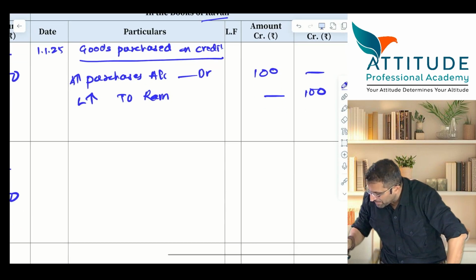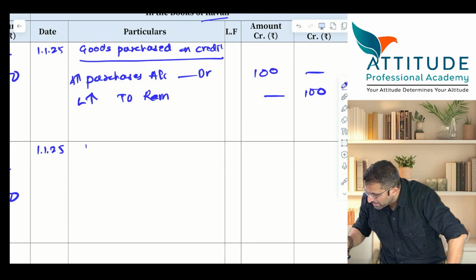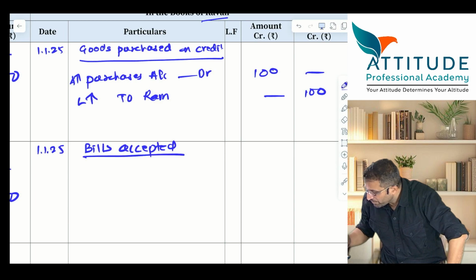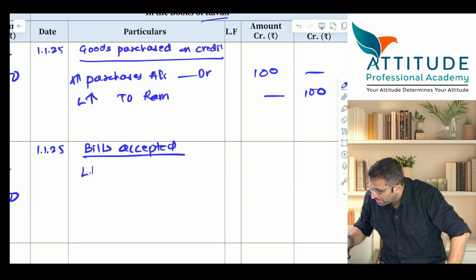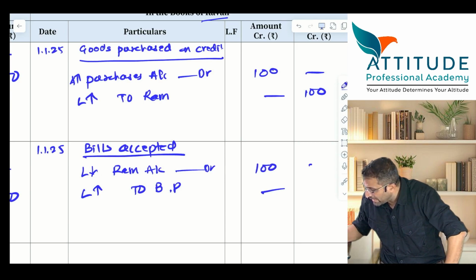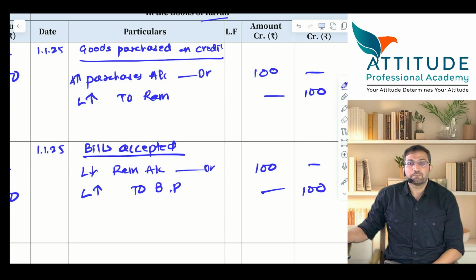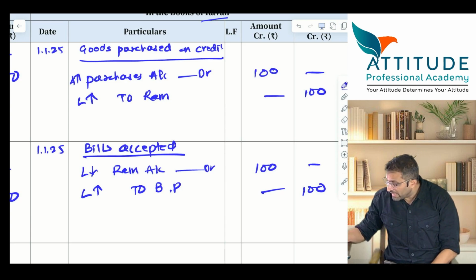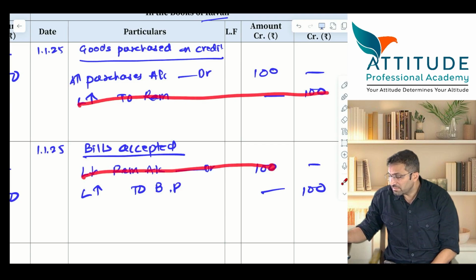Now tell me, you draw the bill, I accept it and give it back to you. Tell me, bills accepted. For me, it is bills accepted. Entry, tell me. Very good. Liability reduces. Ram account debit. You will close Ram account. Another liability increases. Bills payable. 100 and 100. All of you there? Is it understood or not? Now tell me, guys, Ram account credit, Ram account debit. Ram account is already closed.